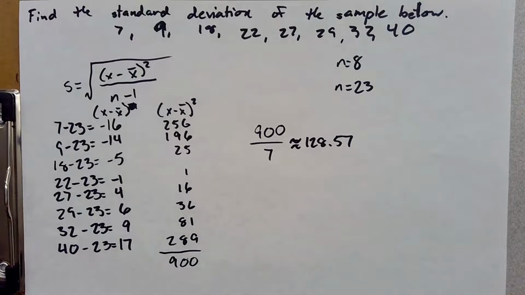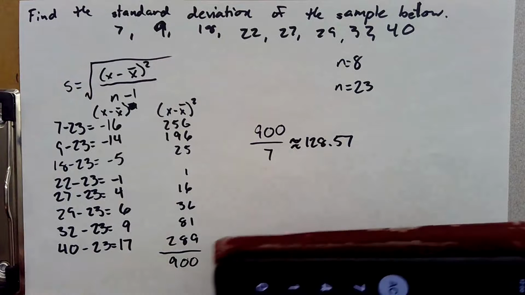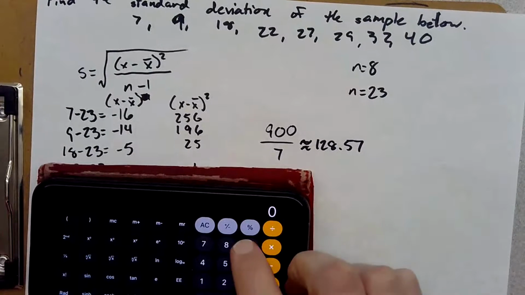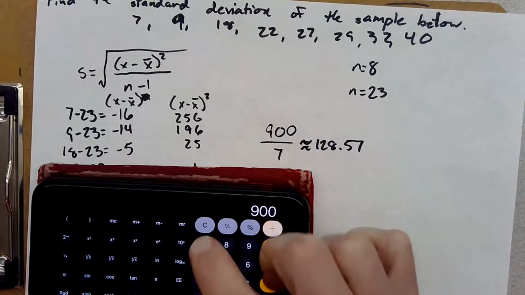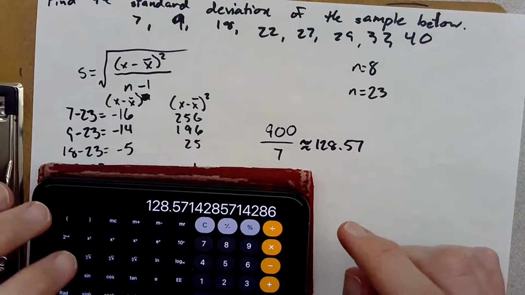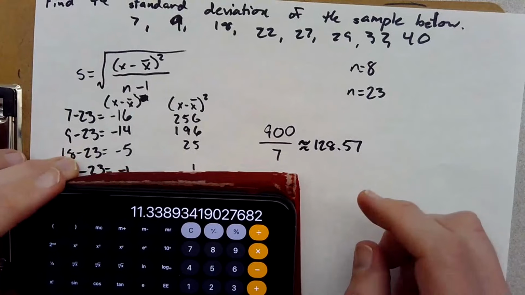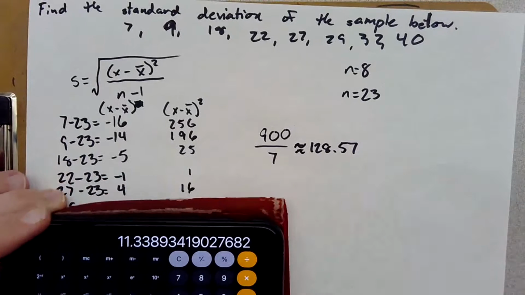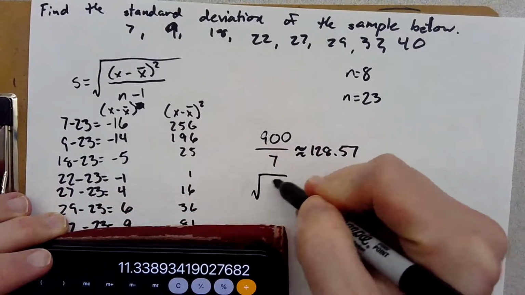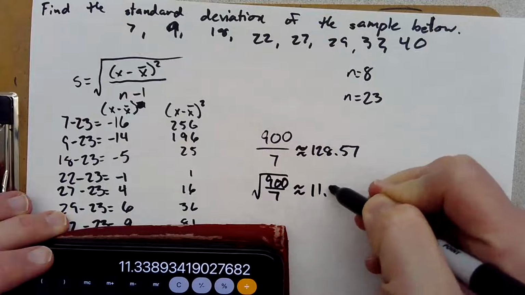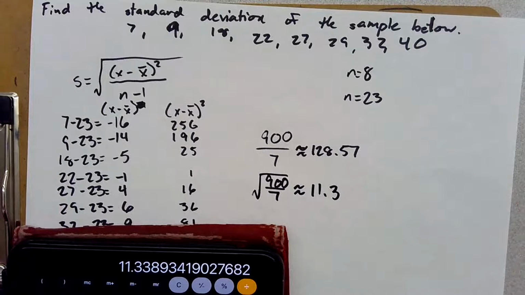So I'll just take my calculator, which is my iPhone calculator, of course, and I'll put in 900 divided by 7 gives me 128.57, et cetera. And then I'm going to take the square root of that, and I get 11.3389, et cetera. So when I take the square root of 900 over 7, I'm going to round that to 11.3, and there is our standard deviation.